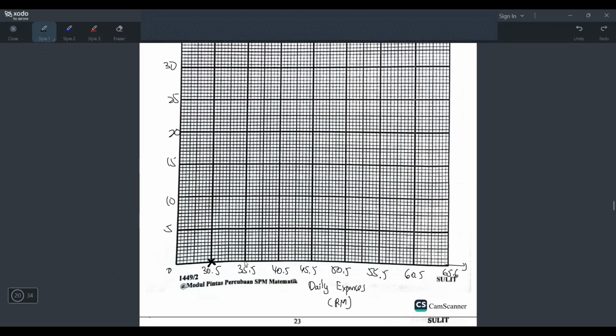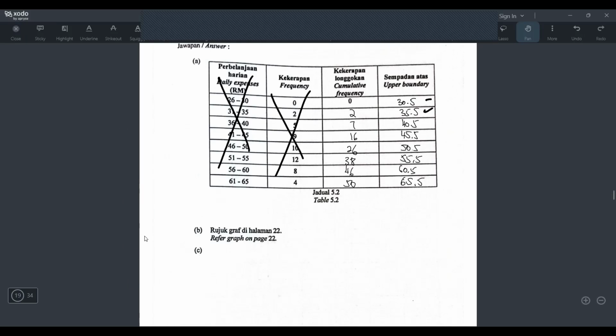So how to plot 2? Go up 1, 0.5, and then once more is 1.0, then 1.5, 2. So go up 4 small boxes. It means every time you go up 1 small box, you add 0.5. That's why you have to go up 4 small boxes. Next one.